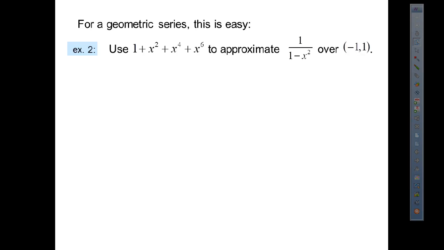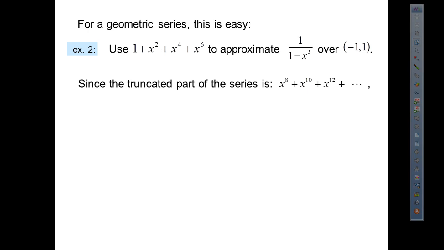For instance, for a geometric series, this is easy. If we use the series 1 plus x squared plus x to the fourth plus x to the sixth to approximate 1 over 1 minus x squared over the interval from -1 to 1, the truncated part of that series is everything that's left: x to the 8th, x to the 10th, x to the 12th, and it goes on forever.